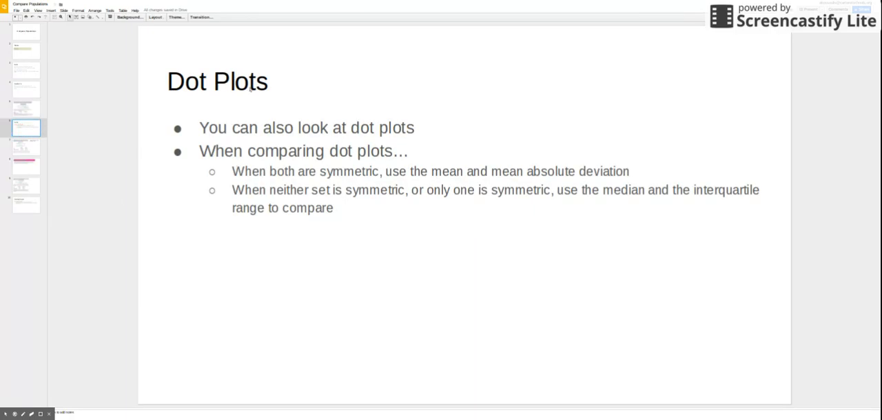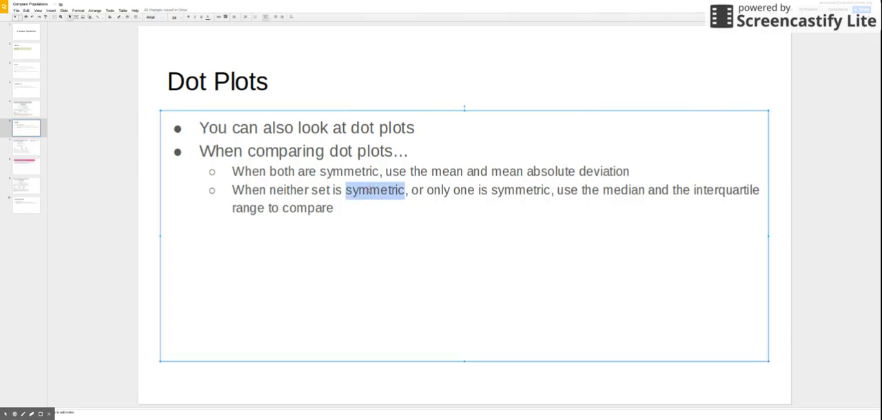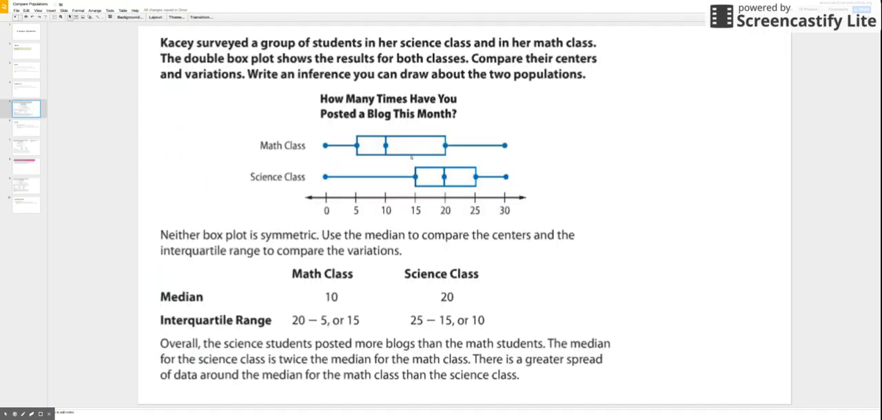All right, so now we're going to talk about dot plots, and we're also going to talk about symmetry. Here, neither one was symmetric. If they were symmetric, you'd be able to fold them in half where the median is, and both rectangles would be the same length. Both whiskers would be the same length. In this case, neither box plot was symmetric because you can't fold both of them along the median and have them go directly one on top of the other.